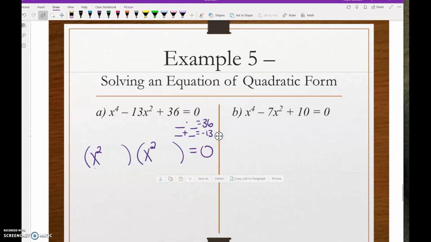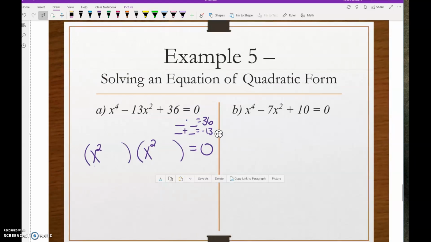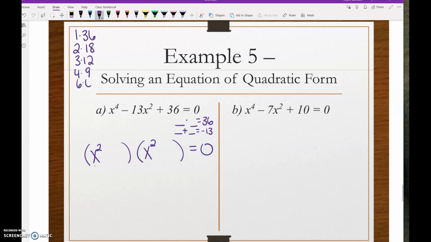And I've said this in my classes over and over. Some people just see this and some people don't. I tend to be the kind of person that doesn't just see it unless I've done that kind of factoring problem a bunch of times. So I'm going to write out ways to get 36. 1 times 36, 2 times 18, 3 times 12, 4 times 9, 6 times 6. The 4 and the 9 would give us 13. So it's negative 4 and negative 9. So x squared minus 4, x squared minus 9.